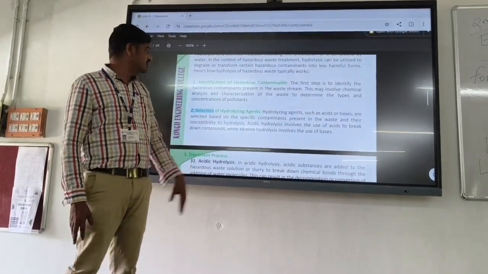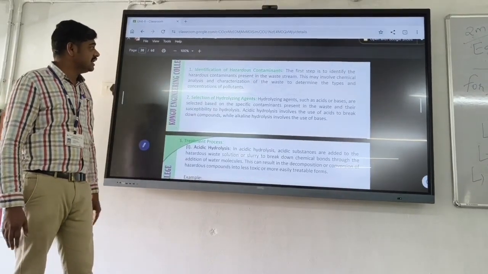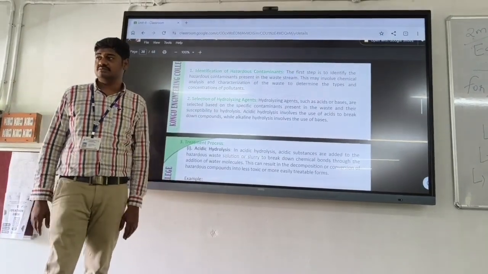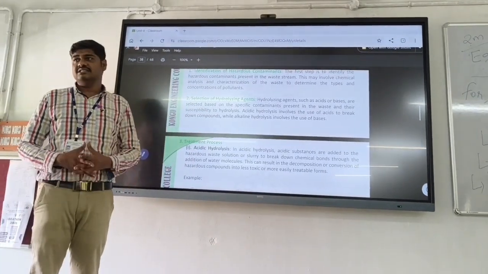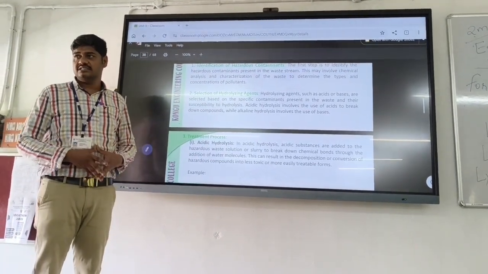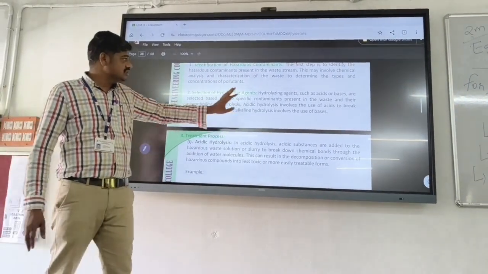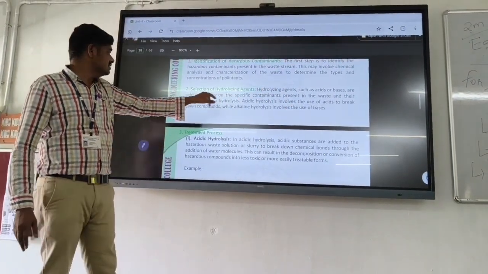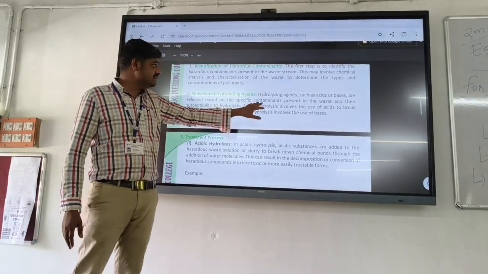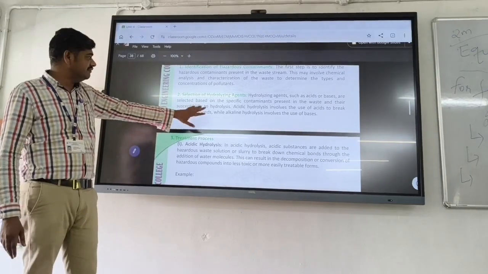This may involve chemical analysis and characterization of the waste to determine the types and concentrations of pollutants. Next, we select the hydrolysis agents. The selection of hydrolyzing agents may be acids or bases, selected based on the specific contaminants present in the waste and their susceptibility to hydrolysis.